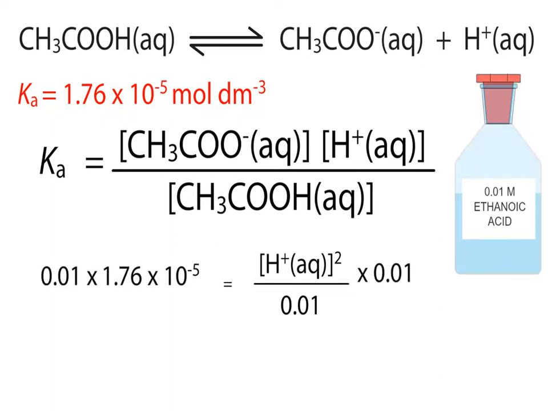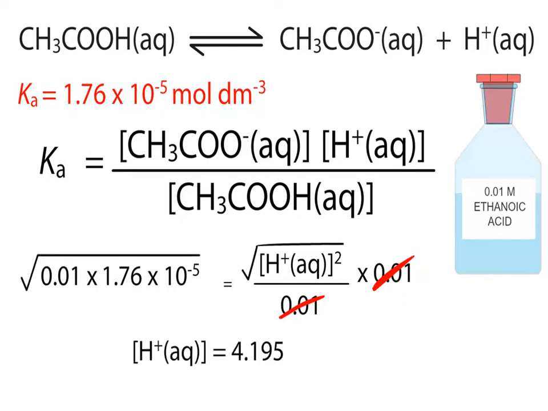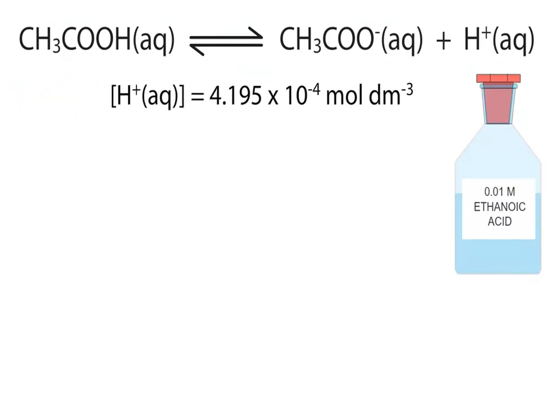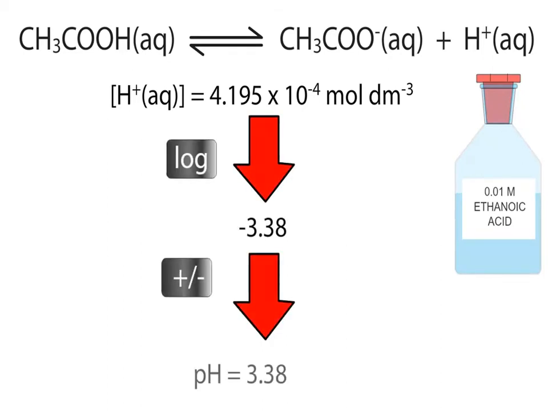We now multiply both sides by the acid concentration and cancel, and we find the hydrogen ion concentration squared is 1.76 times 10 to the minus 5 multiplied by 0.01. We then take square roots of both sides and we find the hydrogen ion concentration is equal to 4.195 times 10 to the minus 4. To get the pH from the hydrogen ion concentration, we find the log to the base 10 and then change the sign. A 0.01 mole per decimeter cubed solution of ethanoic acid will therefore have a pH of 3.38.